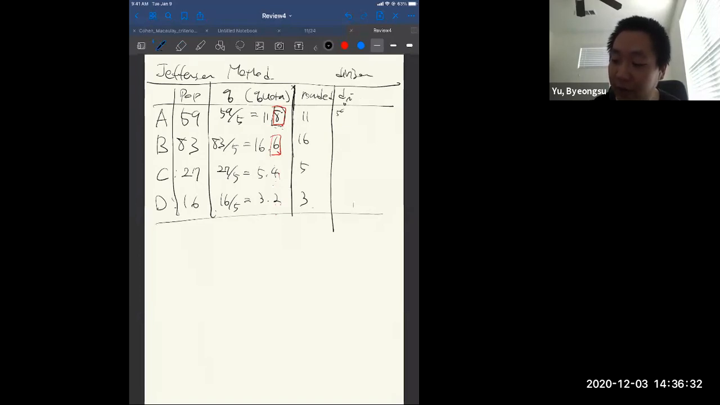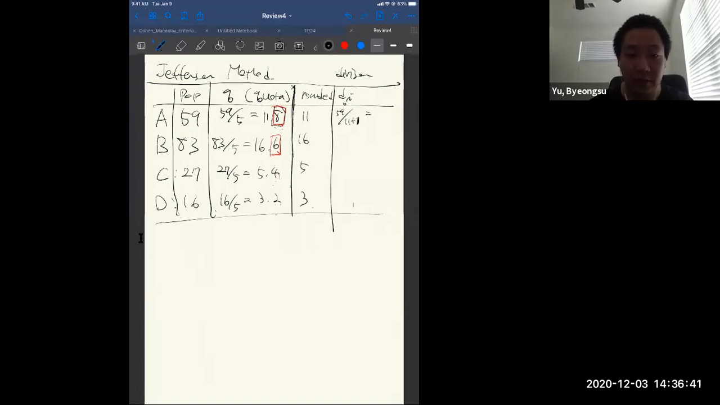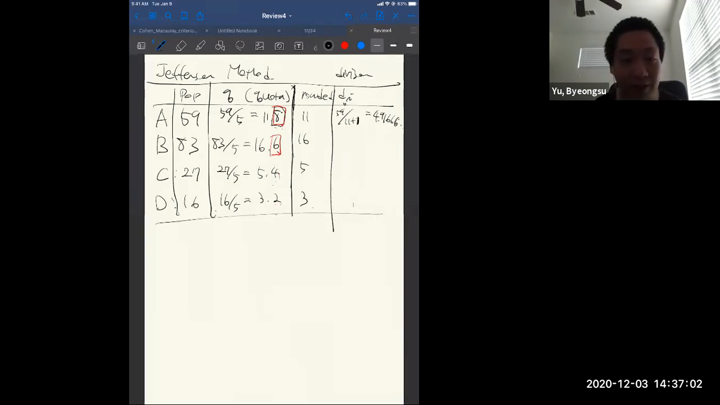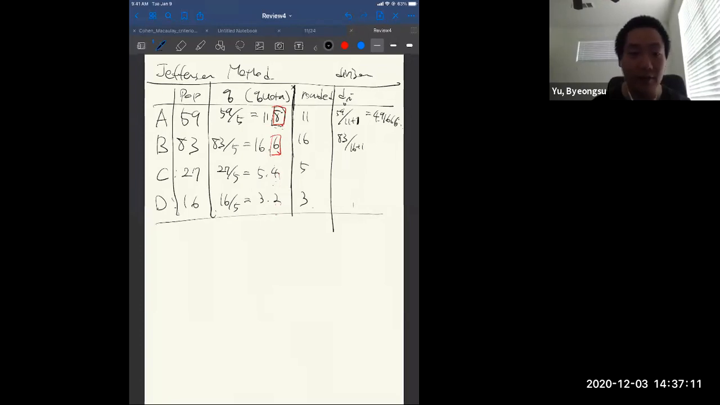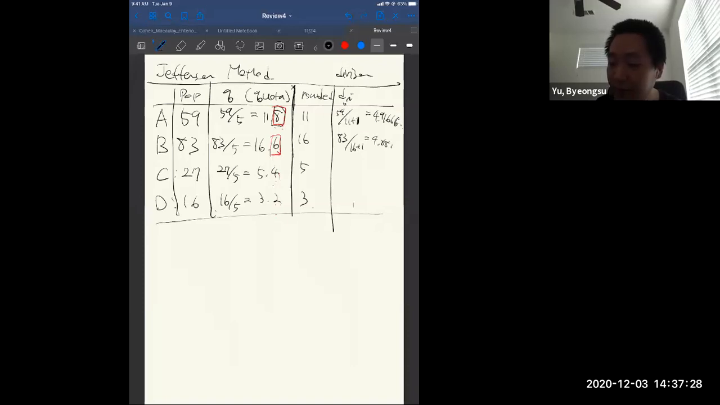For A, it is 59 over 11 plus 1. If you calculate it using your calculator, it should be 4.916666 something. If you round to 4 decimals, it is 4.9167. The next one is B: 43 over 16 plus 1, and 16 plus 1 is 17. Then what you get is 4.88235, so it is 4.8824 if you round to 4 decimals.